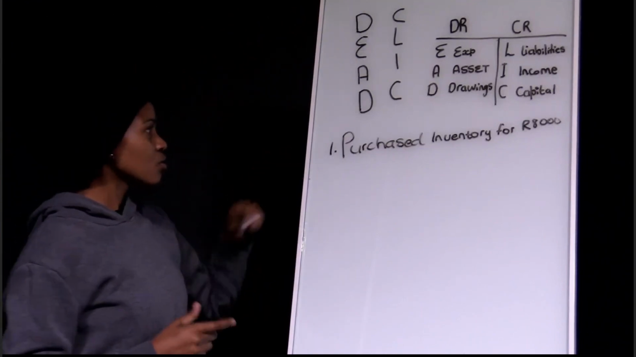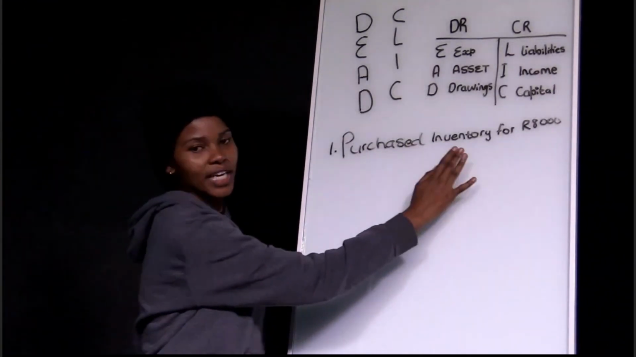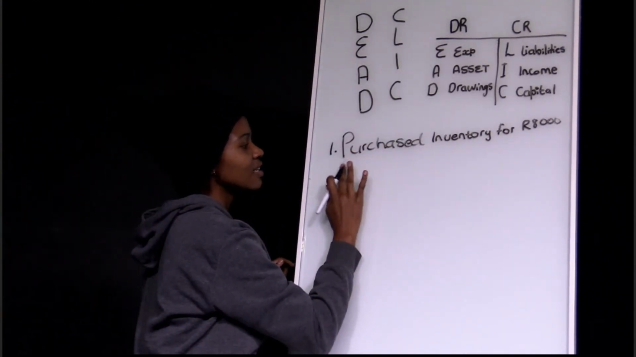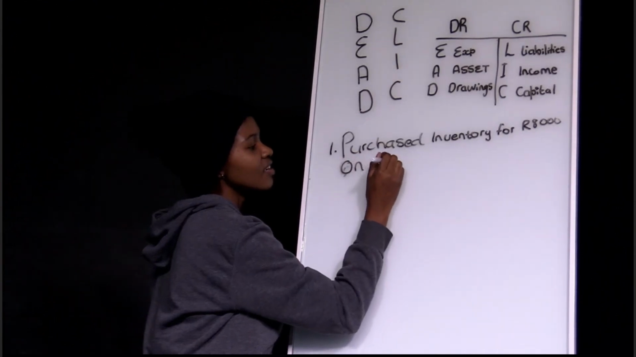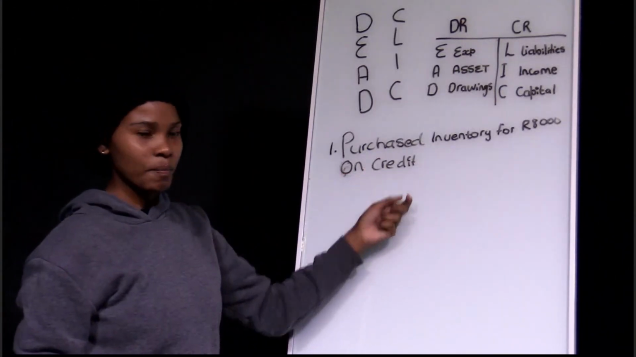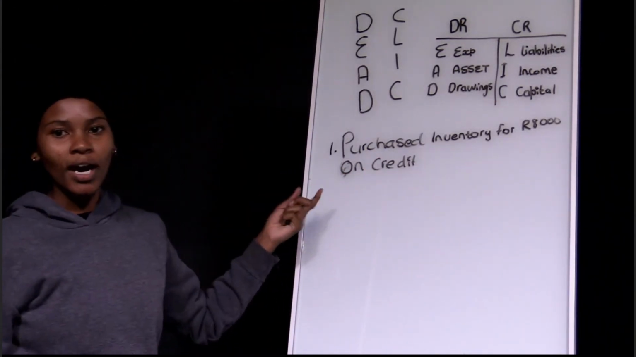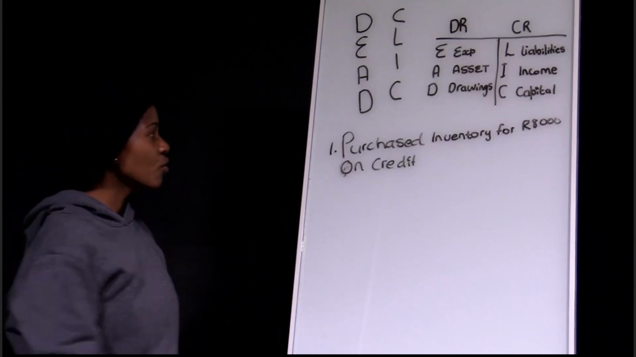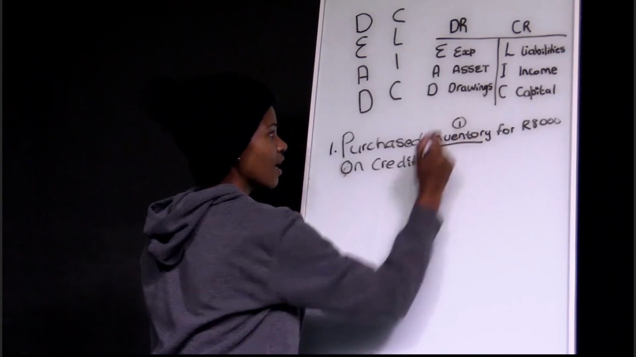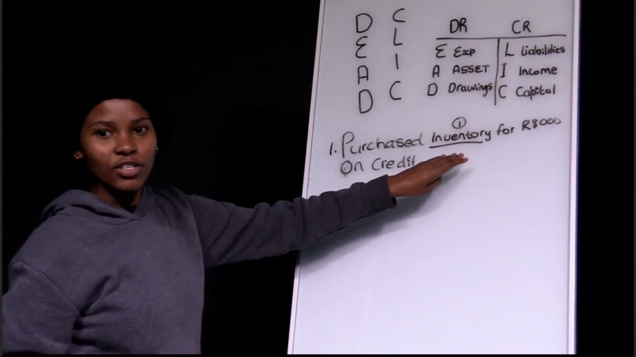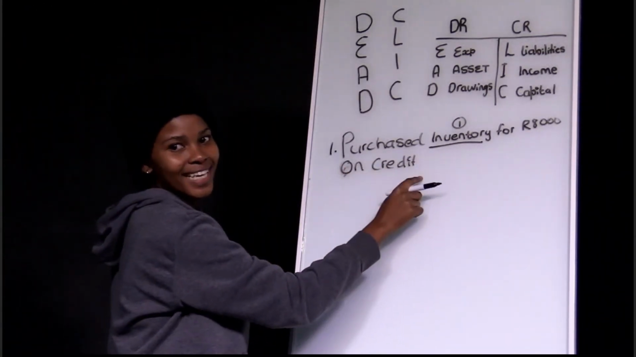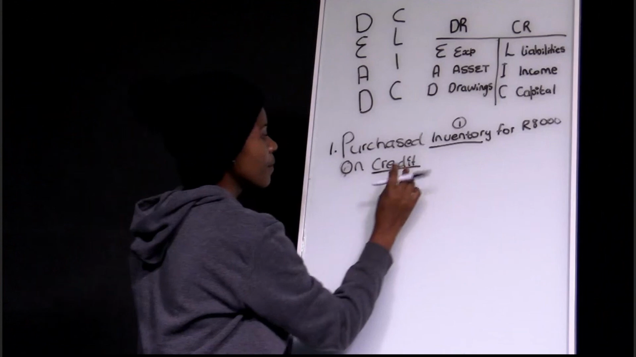Okay, so let me make this easy for you. Purchased inventory for 80,000 on credit. Now first step, let's determine the two accounts which are affected by this transaction. You know that we purchased inventory. So inventory is our first account. We purchased inventory for rand on what? On credit. So we didn't buy this inventory for cash.